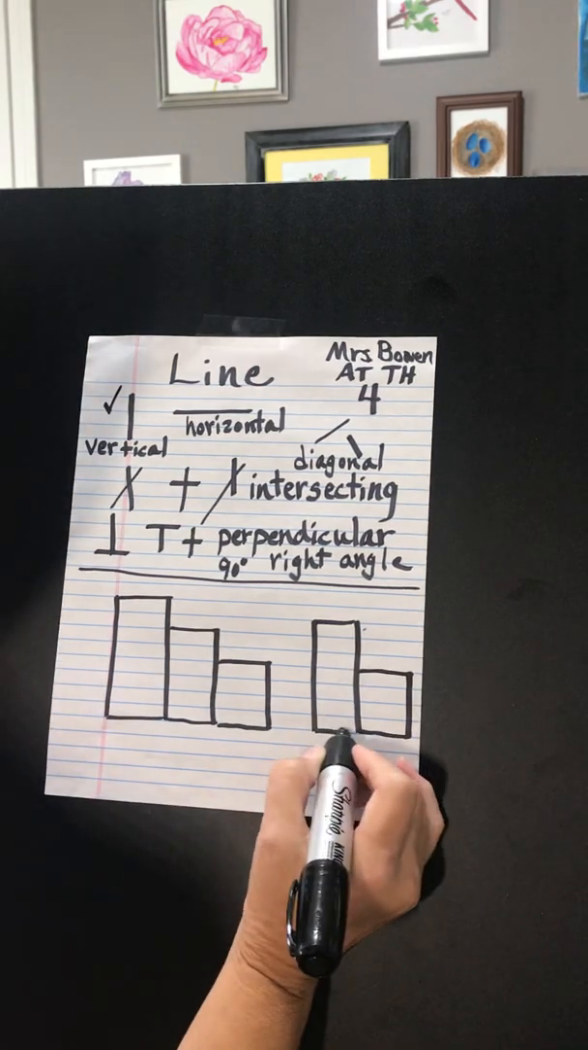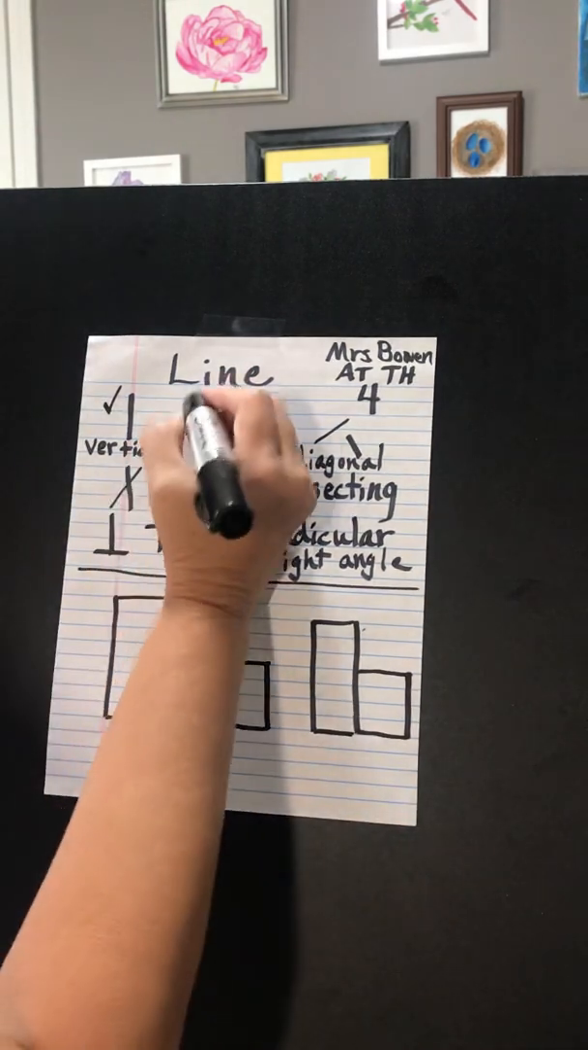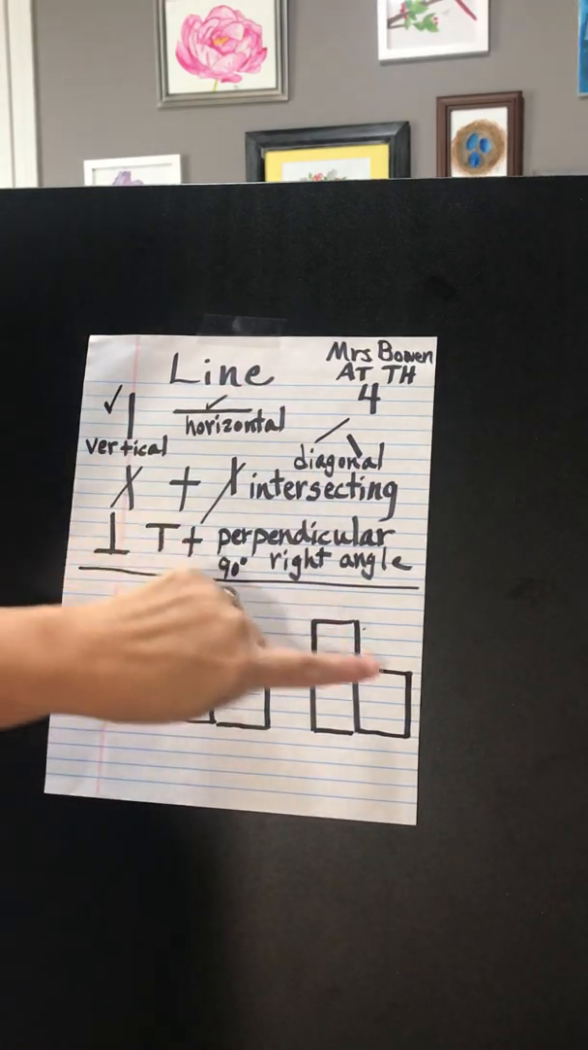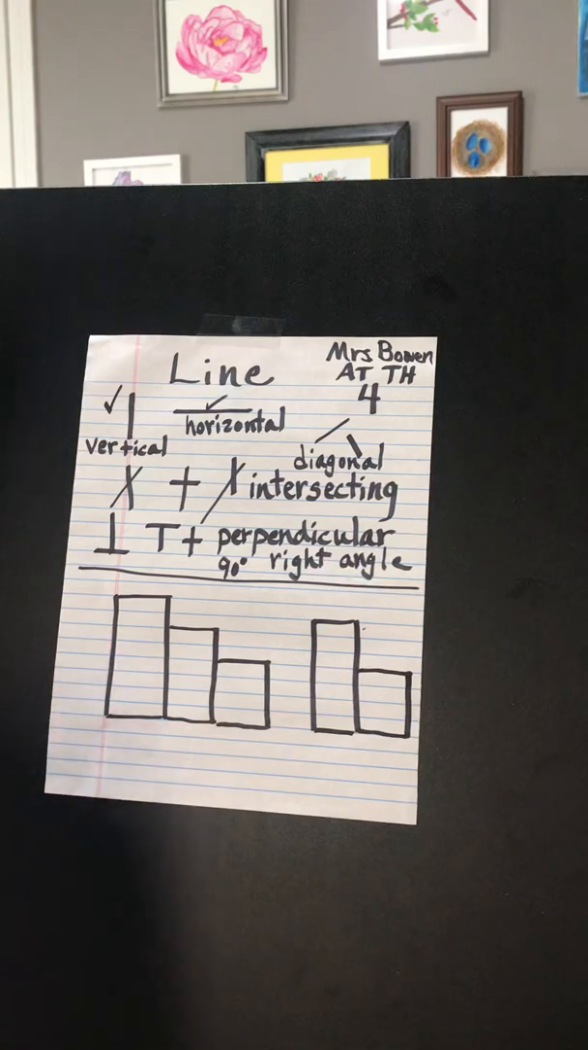I need to finish this one off here. And we've drawn horizontal lines. Those are the lines here on the tops of the buildings and the lines on the bottom of the buildings. So those are our horizontal.